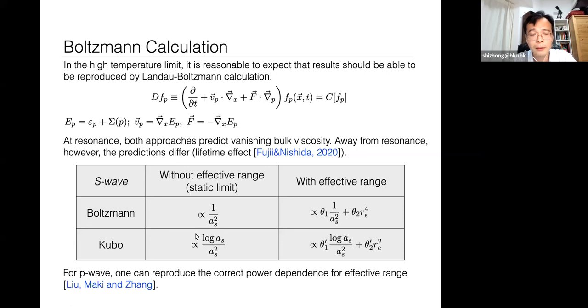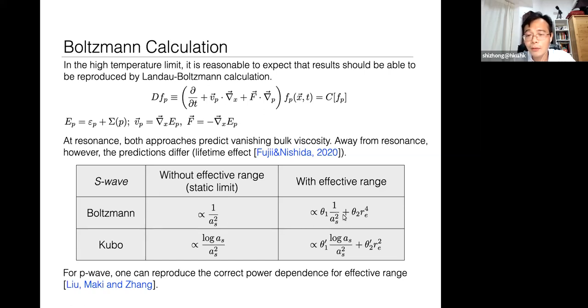QOAMO formula calculation, and that difference also appears when, let's say, you don't have any effective range, but you simply have a breaking of scale invariance by a finite scattering length. In the Boltzmann calculation, you get this 1 over AS squared, but in the QOAMO calculation, you get this log AS divided by AS squared. Again, I think this part is still not very well understood.